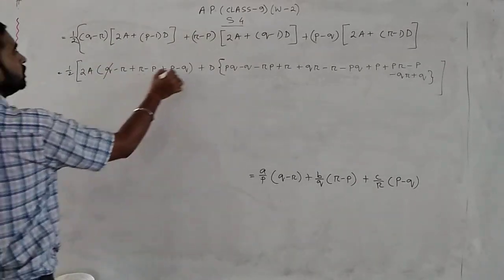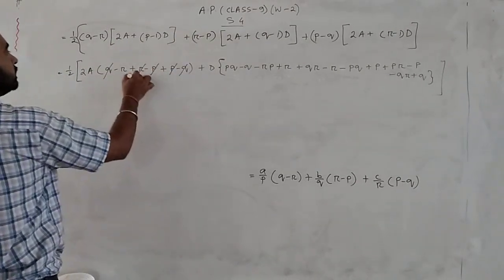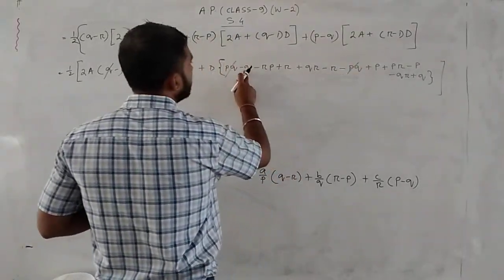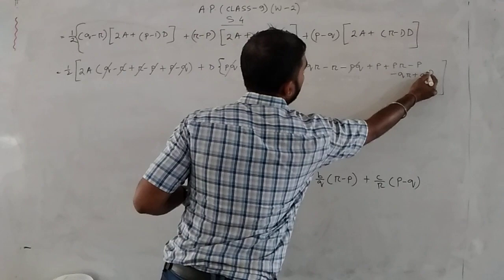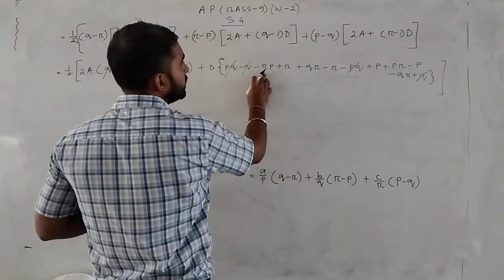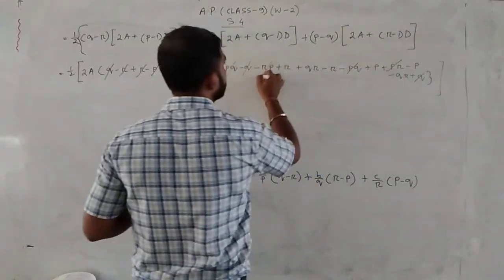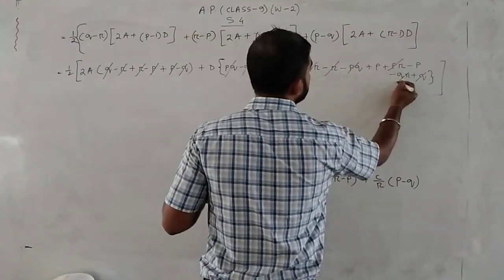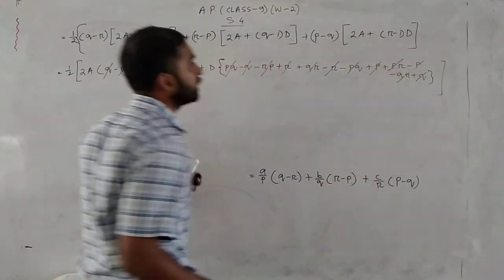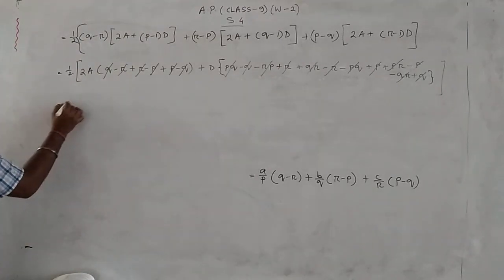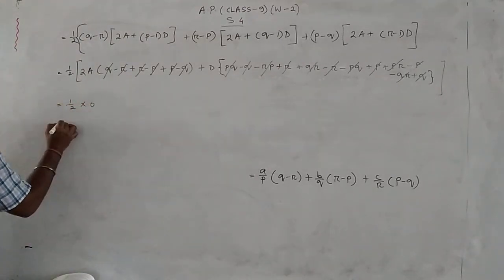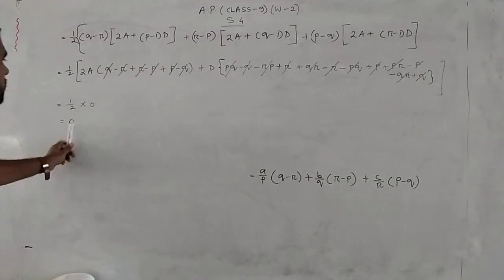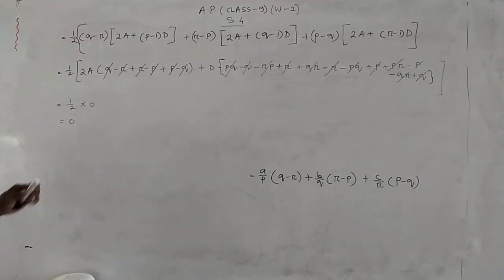Here plus Q and minus Q cancel. Minus PQ and plus PQ cancel. Minus PR plus PR, we cancel. Plus R minus R. Plus QR minus QR. Plus P minus P. All cancel, which means half into 0. So it equals 0. Done. So this equals what? 0. Finished.